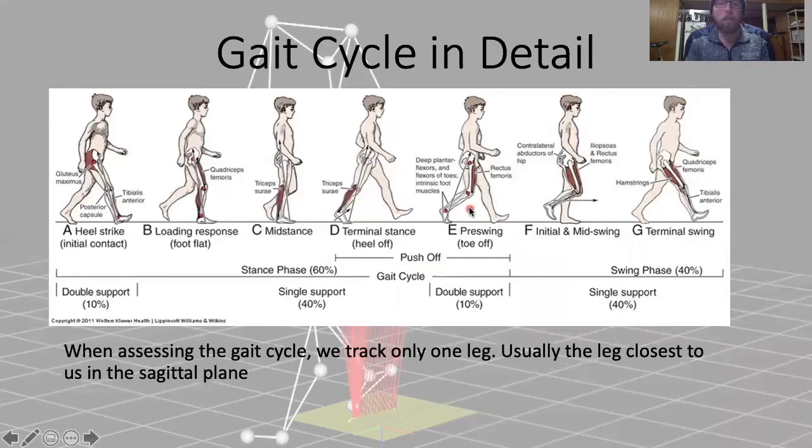So now we're going to start digging into the gait cycle in detail. We're going to take every single one of these piece by piece and talk about them, all right? So when we assess the gait cycle, again, just a reminder, we're looking at just one leg in particular, right? And for our purposes here, it's going to be the right leg as someone walks through the gait cycle.